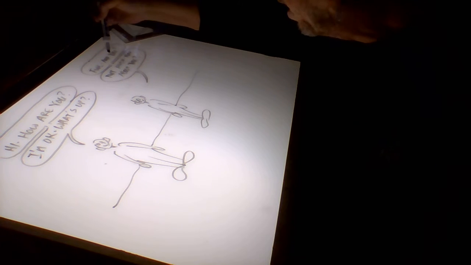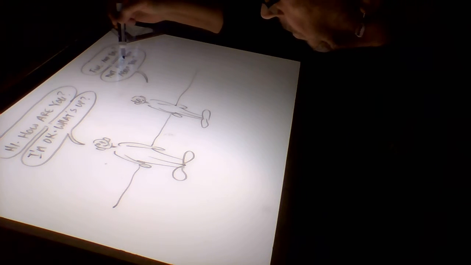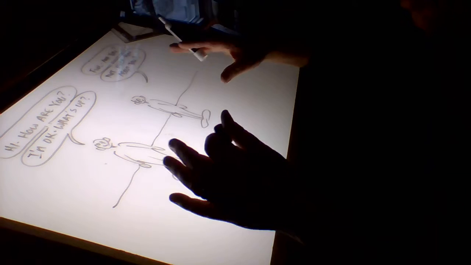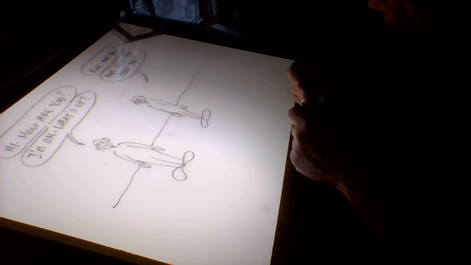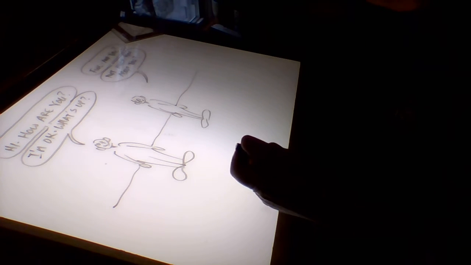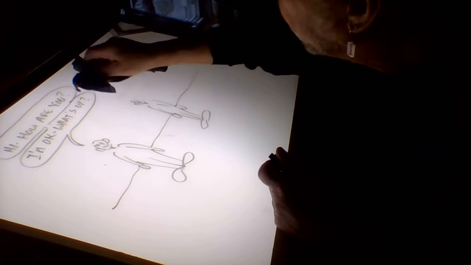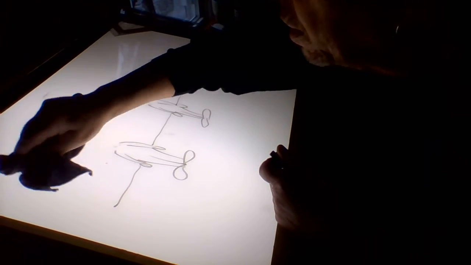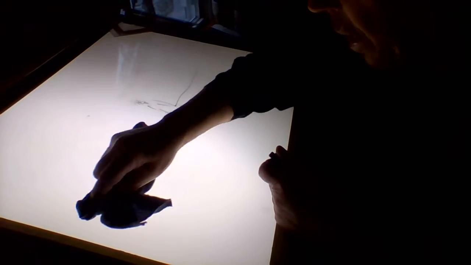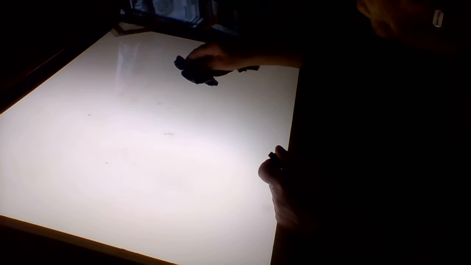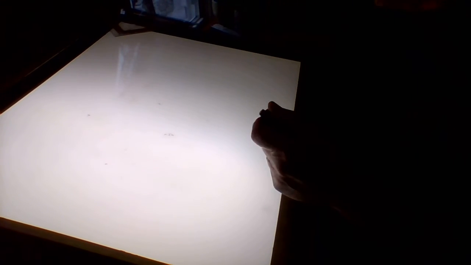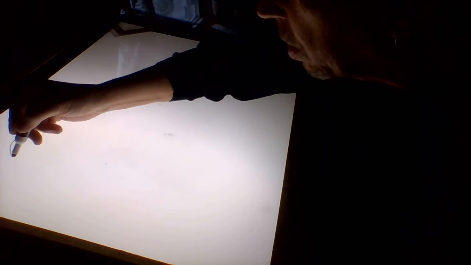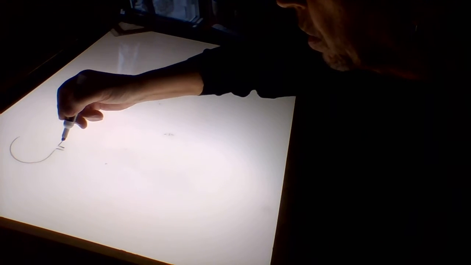"Hi, how are you? Fine. And you? I'm okay. What's up? Not much. How about you?" So that's the kind of thing that we would have to demonstrate how to have a conversation going back and forth in a single panel, because we don't want it to get too confusing. So essentially our word balloons could look something like this.